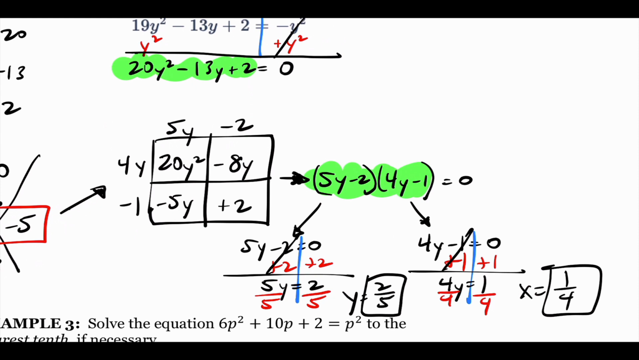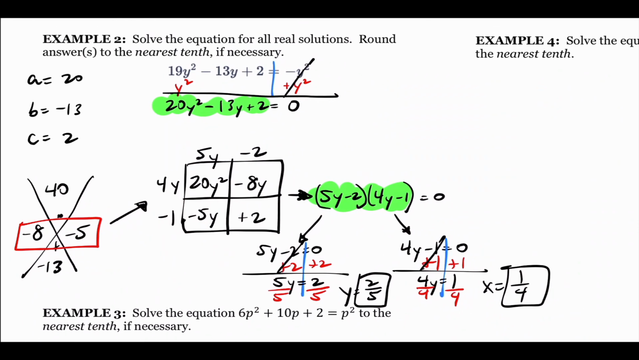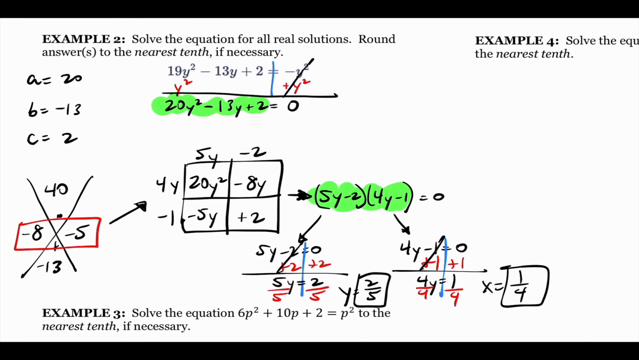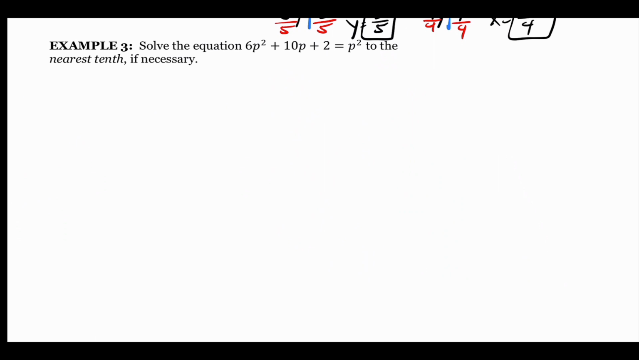Okay. Since they're fractions, make sure they're reduced. You don't have to change them to decimals. We only use decimals if we have to. All right, so I want you to try number 3 now. Try number 3 on your own. Give number 3 a shot, see what you get.